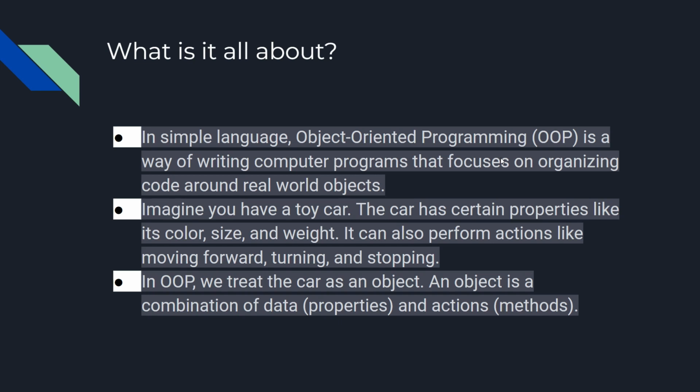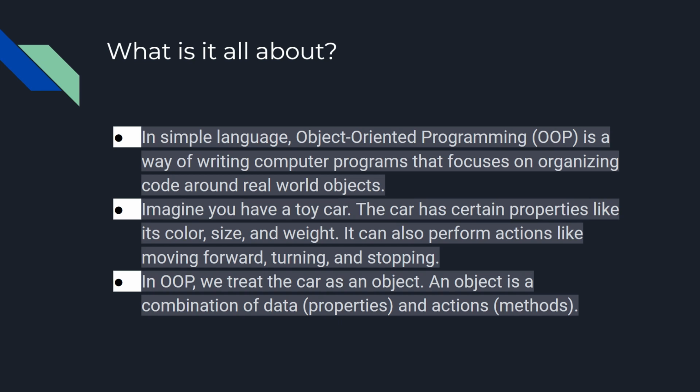You can try to describe that real-world object in your computer program. Let's imagine you have a toy car, and the toy car itself is a real-world object, right? And the car has certain properties, like its own color, size and weight, right? And it can also perform actions, like it can move forward, it can turn, or it can stop, right?